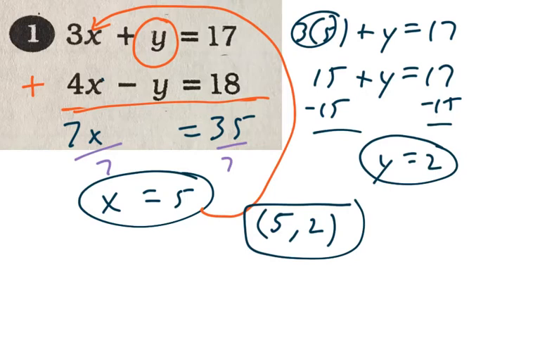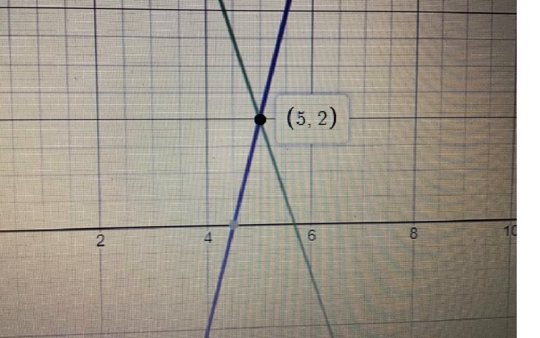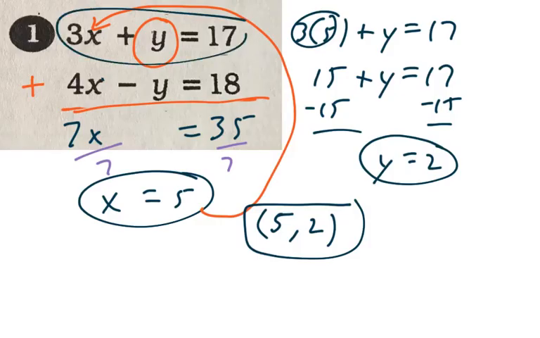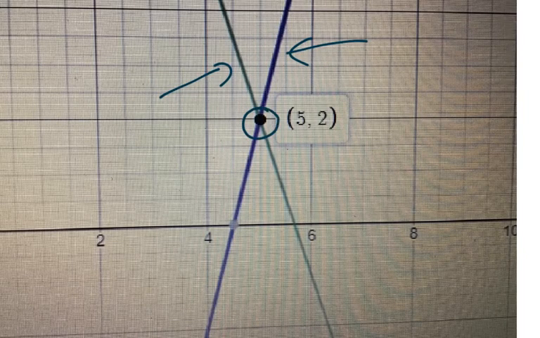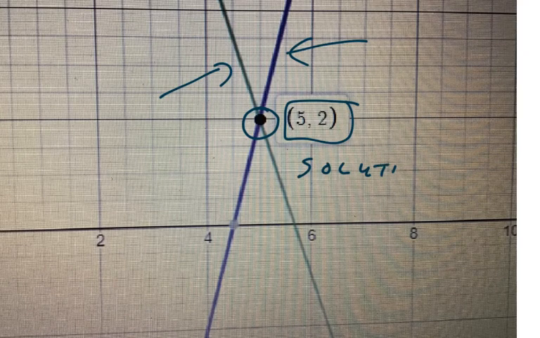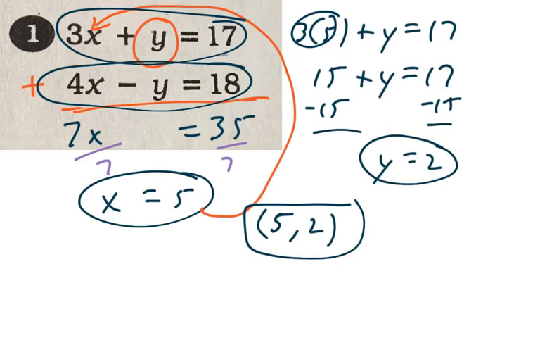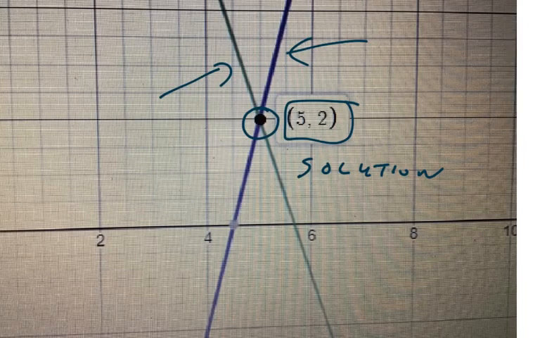Pause the video if you need to. But just as important as that, guys, remember what this really does. As you can see here and here, I graphed the actual lines. These are lines, guys. These are linear equations. And notice, where do they cross each other? At 5, 2. That is our solution. That is what we discovered by using this elimination method.